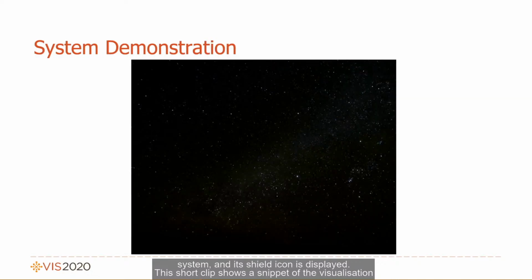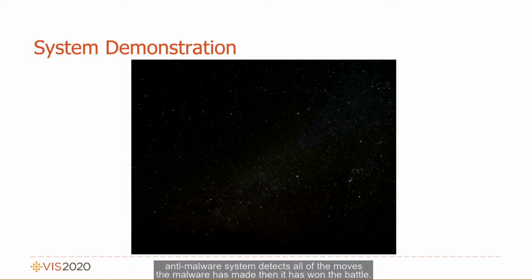This short clip shows a snippet of the visualization aspect of the Godot Evade Them All system. It begins with the encounter between the malware and the anti-malware system. The battle then proceeds where the malware attempts to perform a move, described as a signature. Each category of moves has an associated icon to help users with less knowledge of malware signatures further understand what is occurring. If the anti-malware system detects all of the moves the malware has made, then it has won the battle. The victor of the battle is displayed on the final screen.